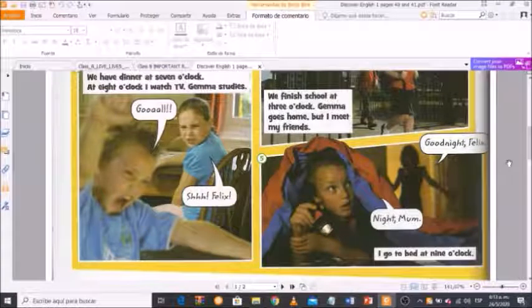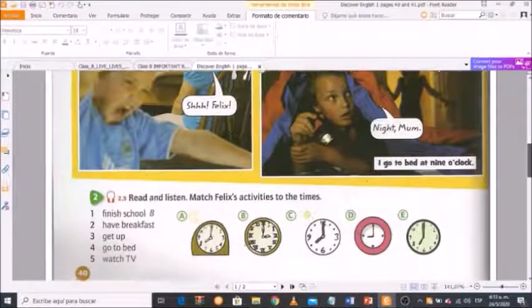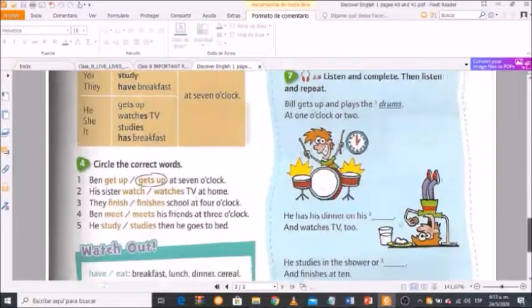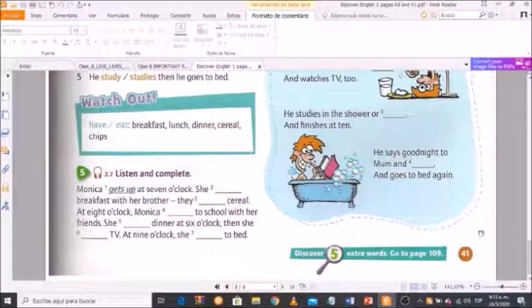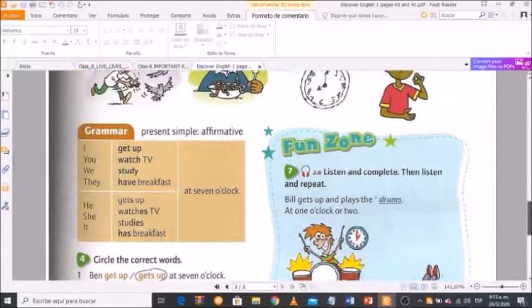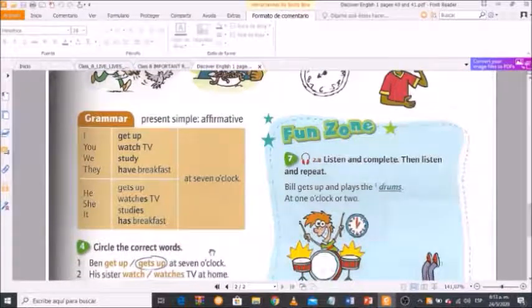Ok, espero entonces que hayan podido prestar atención al uso de los verbos, a cómo los verbos están conjugados en la historia. Ok, and now we are going to work on page 41. So, page 41, and we are going to pay attention to this grammar box here. Ok, entonces vamos a prestar atención a este cuadro que tenemos acá, que más que nada es un resumen de lo que estuvimos hablando hoy.